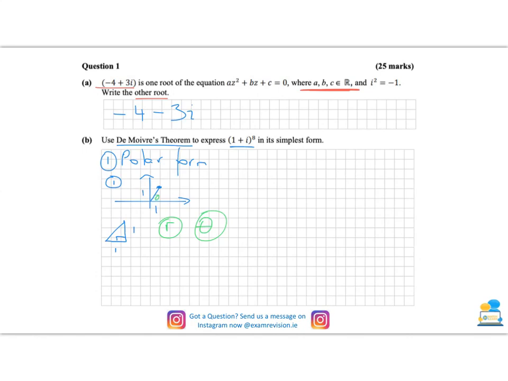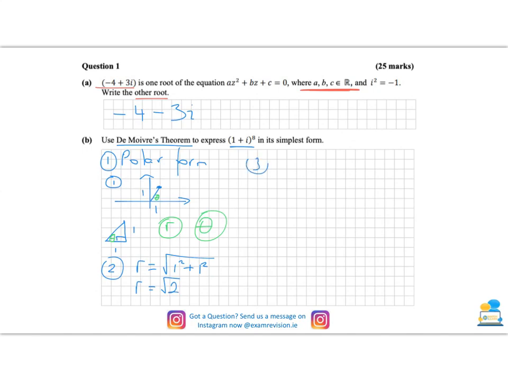And luckily enough for us in this one, theta is actually going to be in our right angle triangle straight away because we're not going into any of the other quadrants. So let's start off by working out the modulus, and we know that the modulus r is equal to the square root of a squared plus b squared, so it's going to be 1 squared plus 1 squared. So r is equal to root 2.